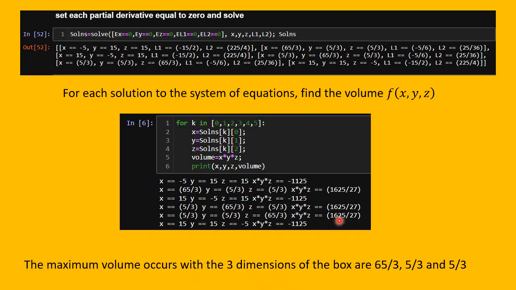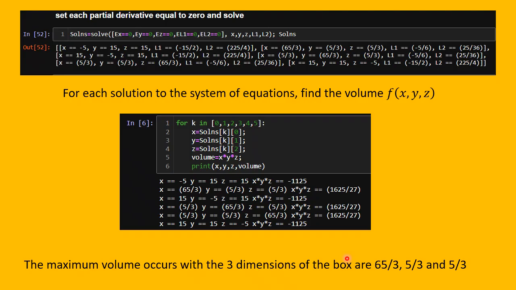Okay, so basically we look at this and we have these three being the maximum volume. And if you look at each of those, we have two dimensions 5/3, and the other dimension is 65/3 in all of these. And so that tells us that the maximum volume occurs when the three dimensions of the box are 65/3, 5/3, and 5/3.